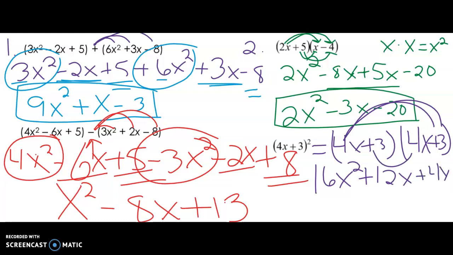Sorry, I'm running out of room. 3 times 3 is plus 9. So we end up with 16x squared. We can combine our 12x plus our 12x. This should be a 12x. I ran out of room there. Let me fix my mistake. Let me check that again. 4 times 3 is 12x. 3 times 4, yeah, that's plus 24x. Plus 9.